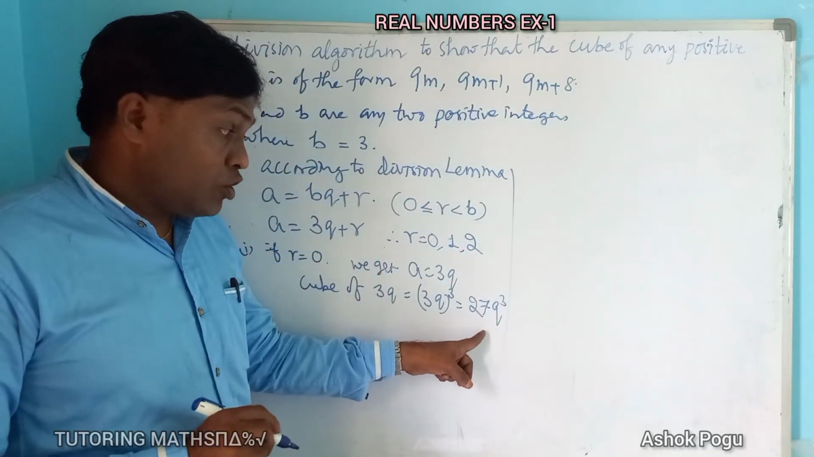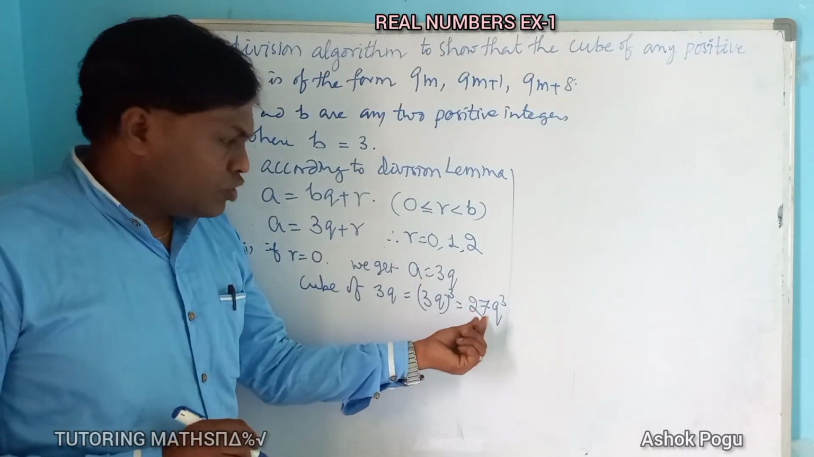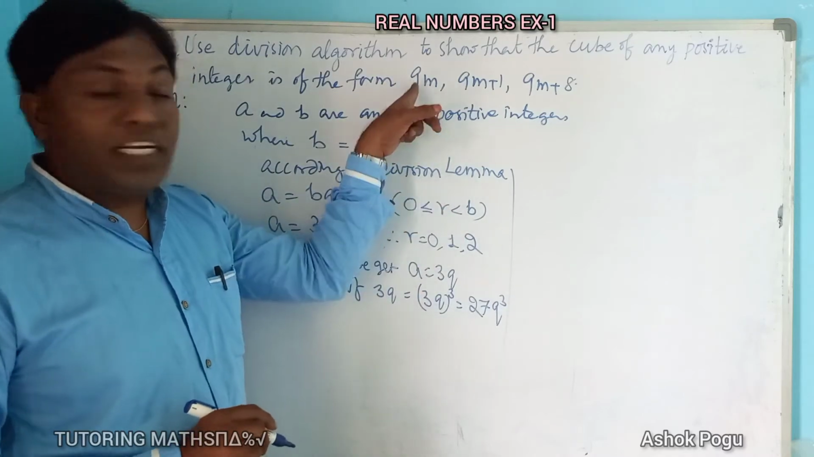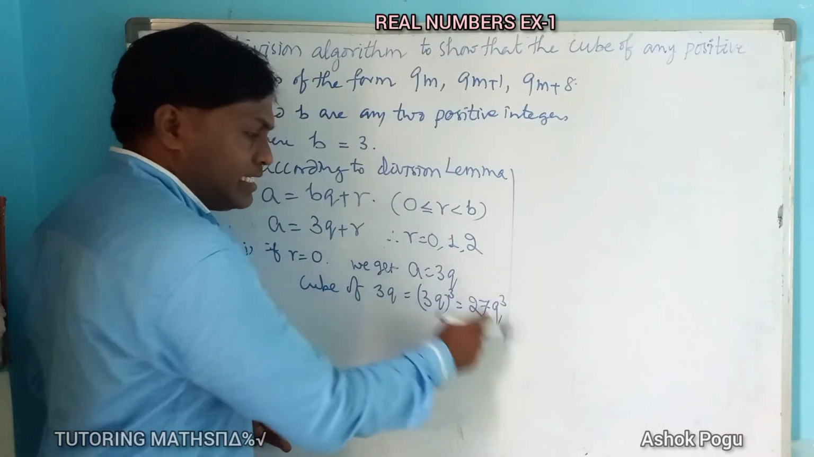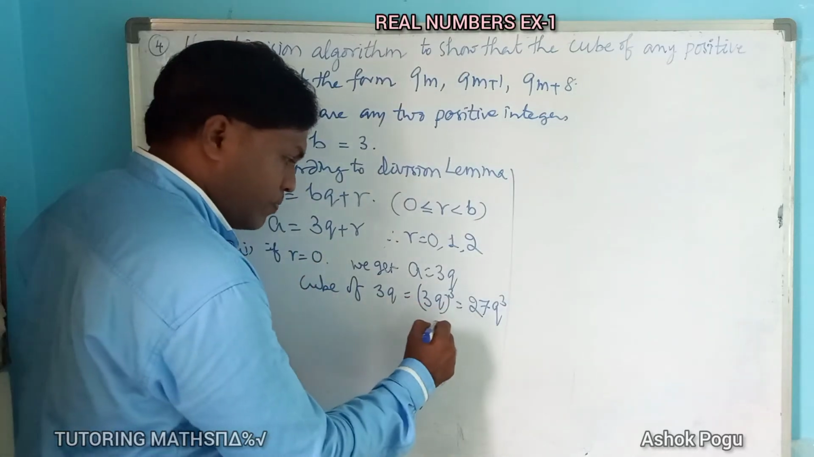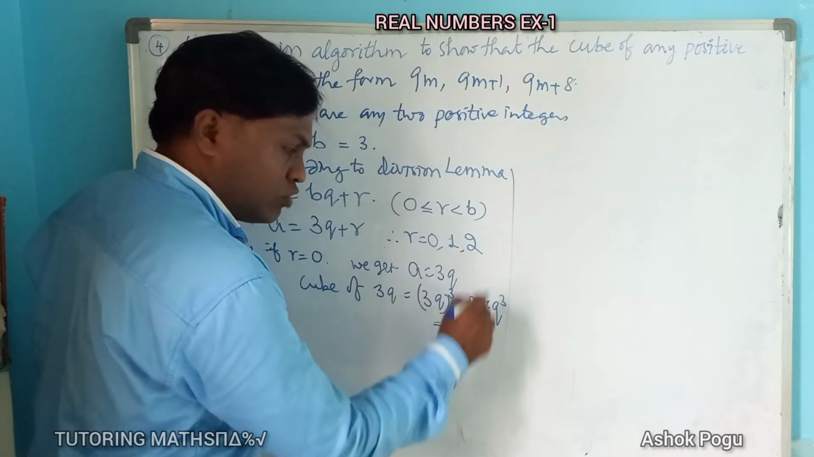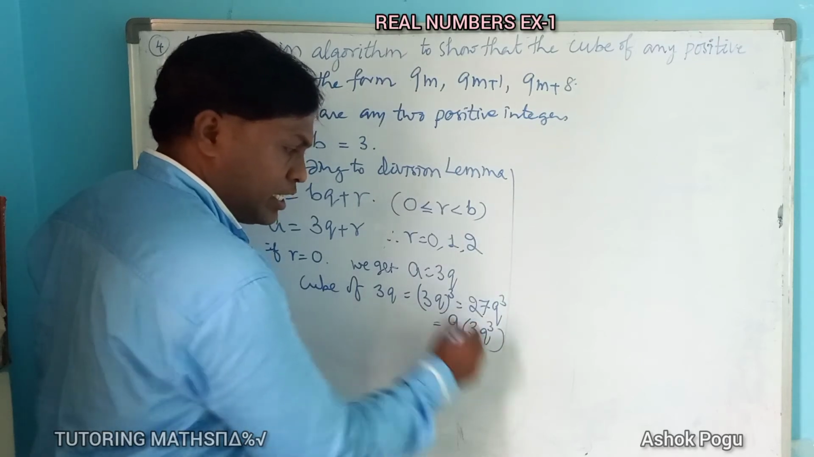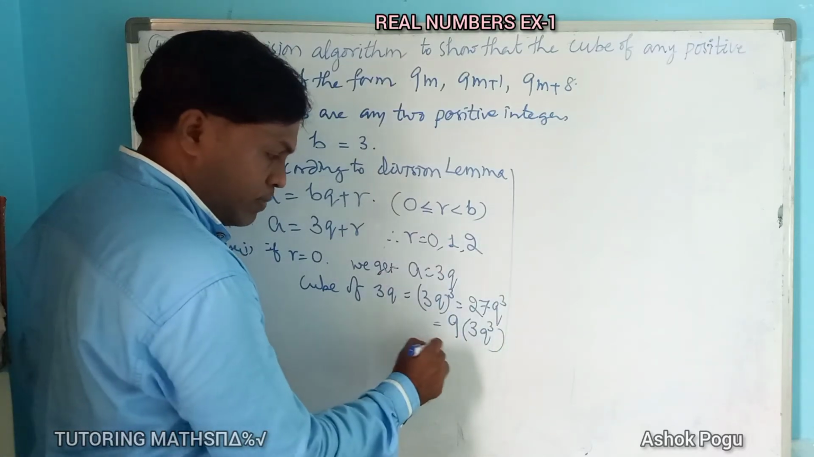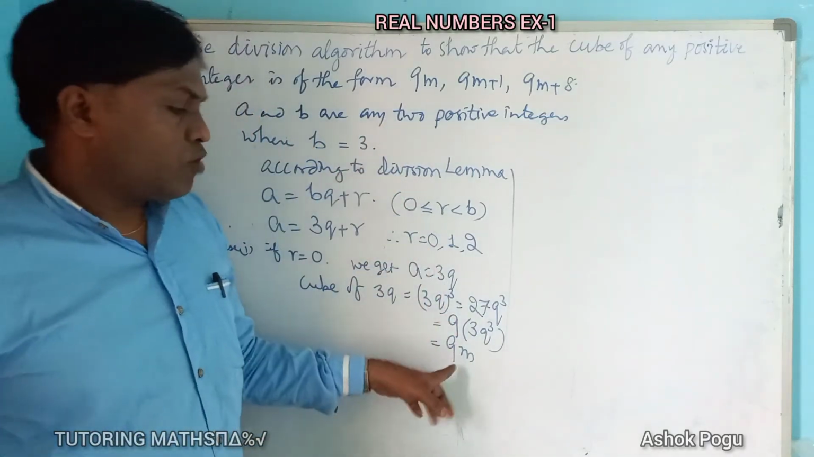Now 27q cube is the cube of this number, and this form you should convert into 9m form. This means the result should be a multiple of 9. Let us see. Now 27 can be written as 9 times 3, 9 threes are 27, so 27q cube is exactly in the form of 9m.